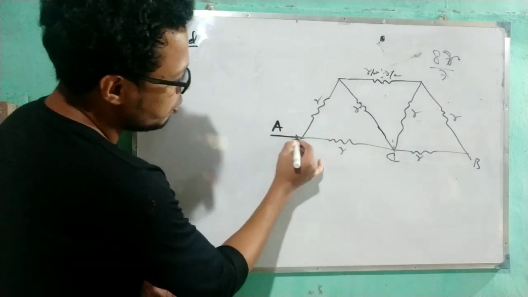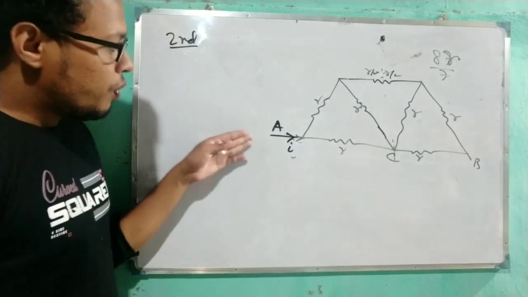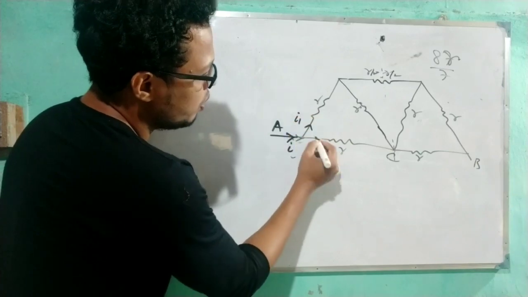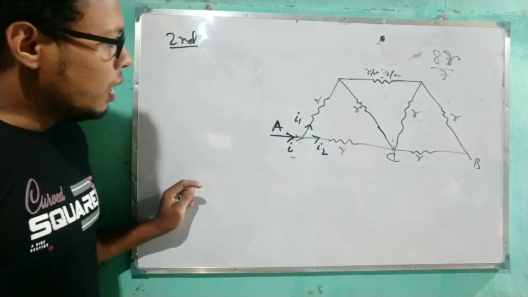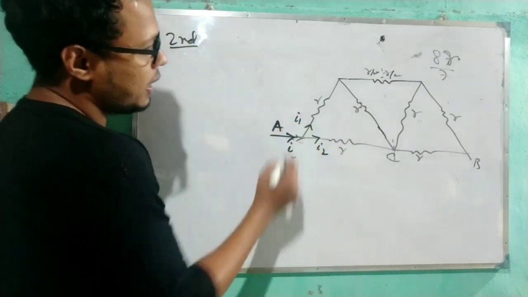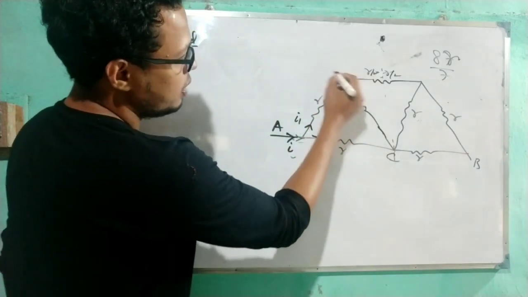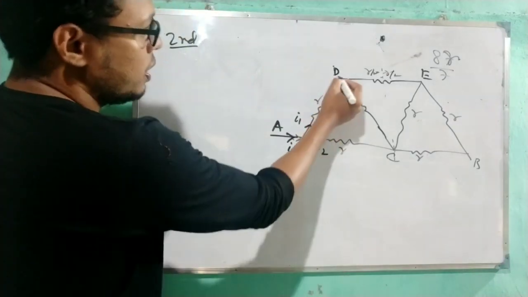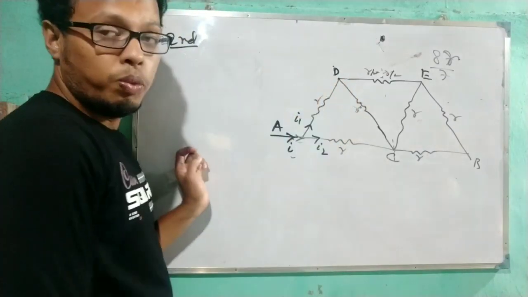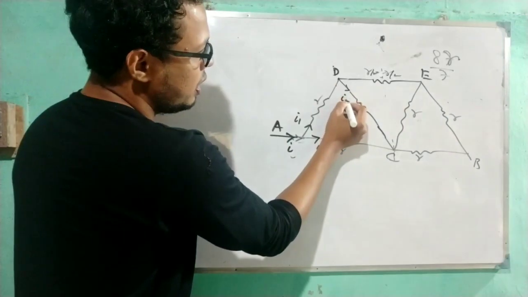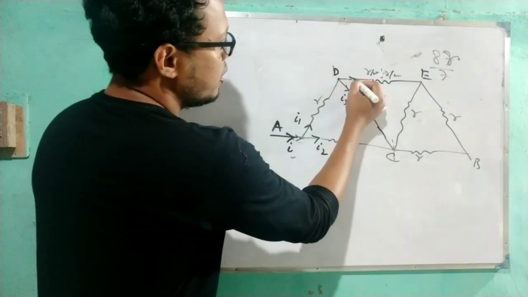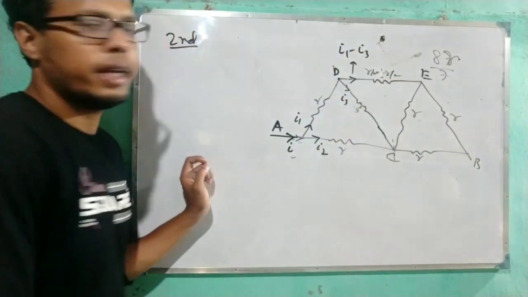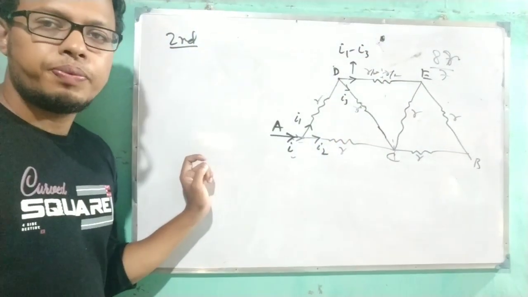This is A. Suppose the current is flowing through, from A is I. So it is getting two paths. So here this will be suppose I1 and this is I2. So as it is I2 and this is I1, so when it will come here, suppose this is D and E I am giving. So here also this I1 is getting two paths. Suppose here I3 is flowing, and here will be how much? This current will be I1 minus I3, correct?